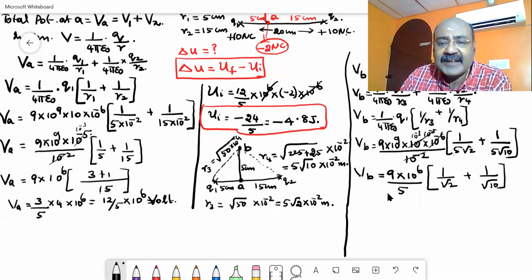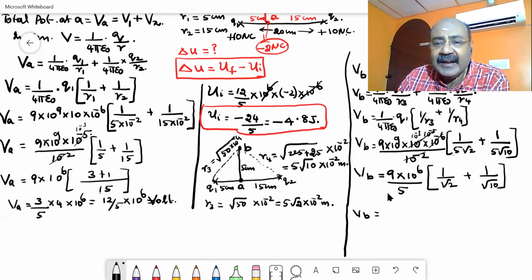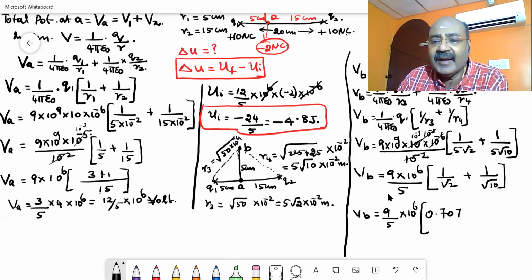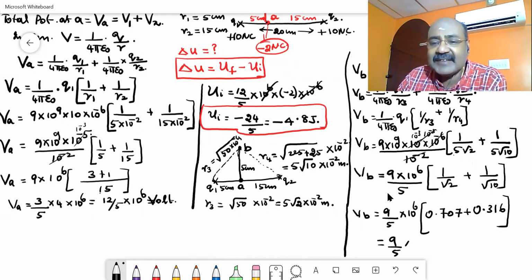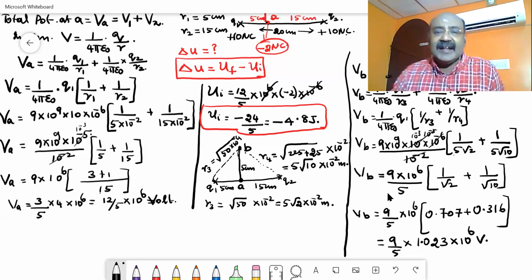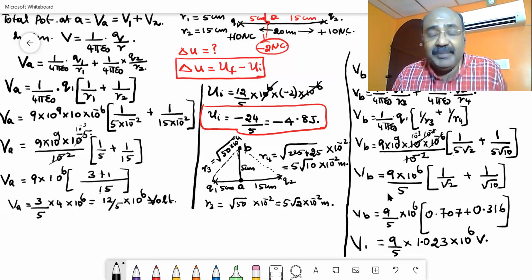VB is equal to 9 divided by 5 into 10 power 6 into, 1 by root 2 is 0.707, plus 1 by root 10 is 0.316. So on simplifying this, you will be getting 9 by 5 multiplied with, you add this, 0.707 plus 0.316, that is 1.023, into 10 to the power of 6 volt. This is the potential at the final point B.